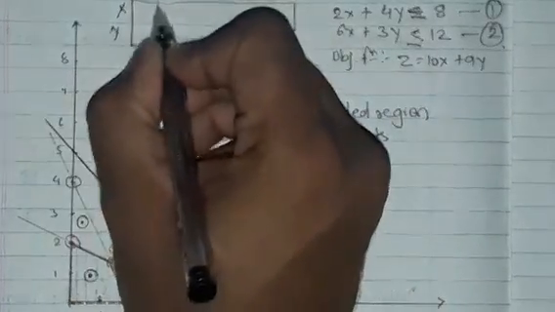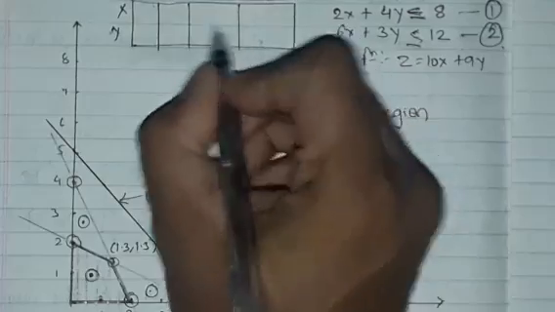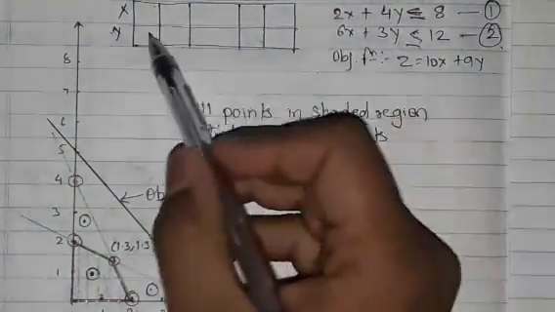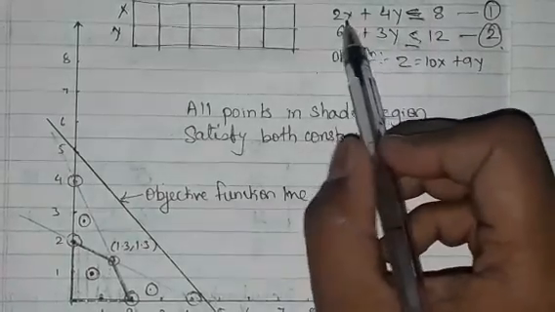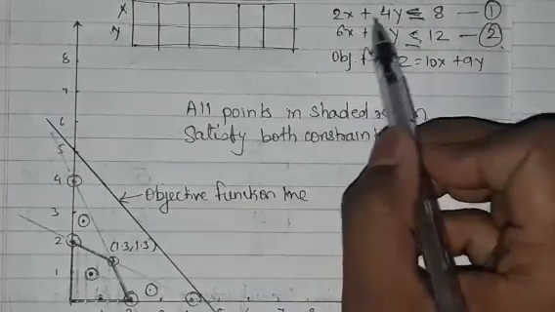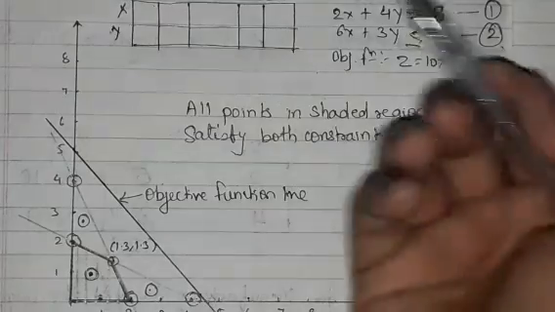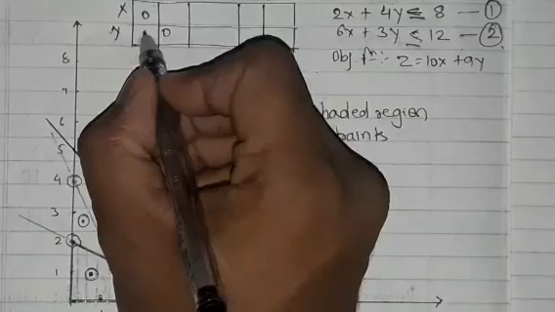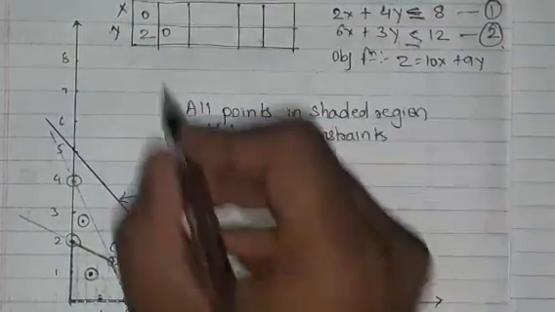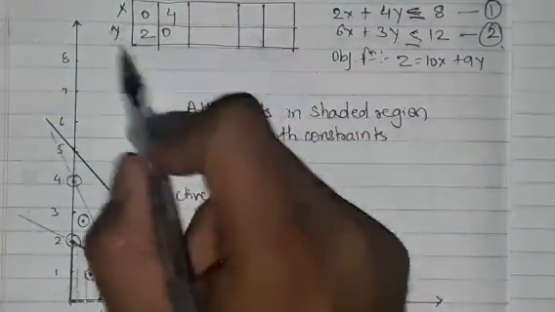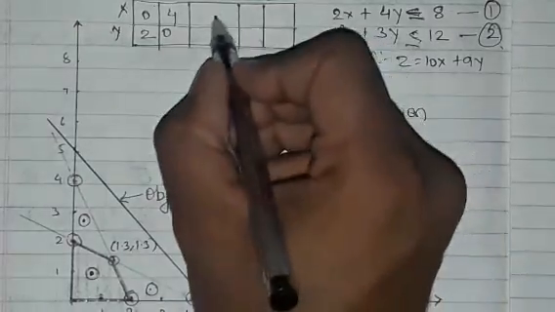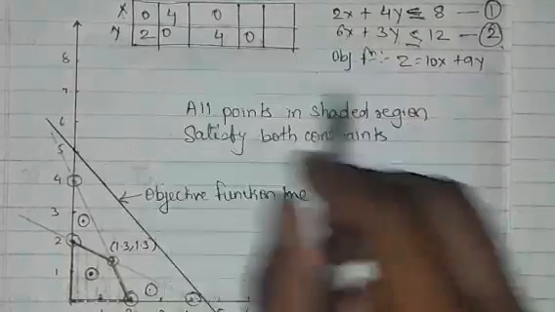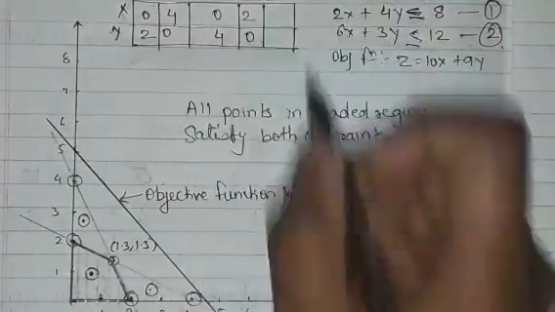X, y. For this equation, it can also be converted to x plus 2y is equal to 4. So anyway, you need to find the points. For x as 0, I will get y as 2, and for y as 0, I will get x as 4. This is the first equation. Now the second equation: if x is 0, then y is 4, and if y is 0, then x is 2.